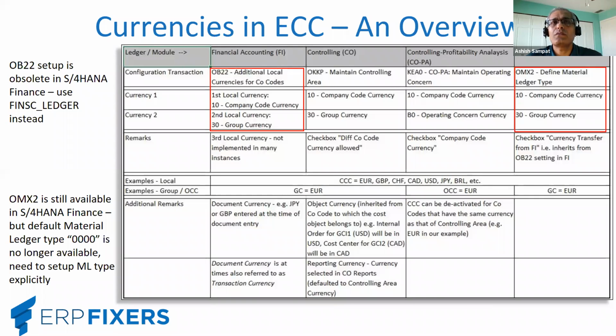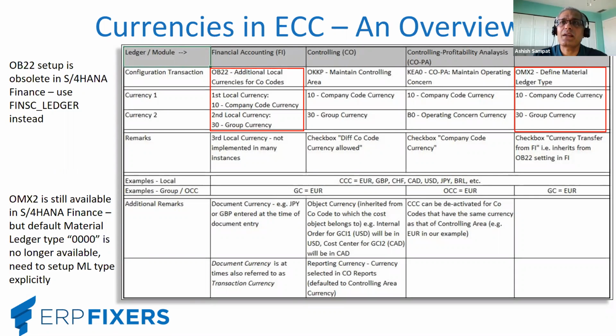Now, OB22 is obsolete in S/4HANA. We have to use FinSC ledger instead. So FinSC ledger has many more features compared to OB22, and that was part of the reason it was made obsolete. Yet it is still available as a display. So we'll look at the screenshot in the upcoming slide. And then when it comes to the material ledger side, when we define the material ledger type, OMX2, it is still available in S/4HANA, but the default material ledger type 0000 is no longer available. It's something that will have to be configured separately.